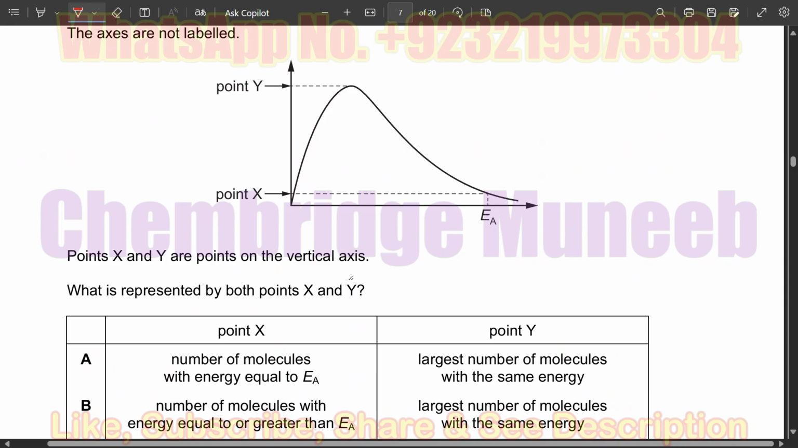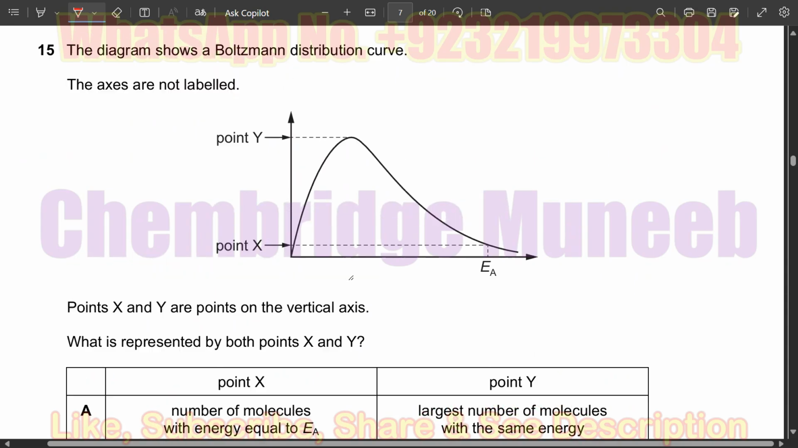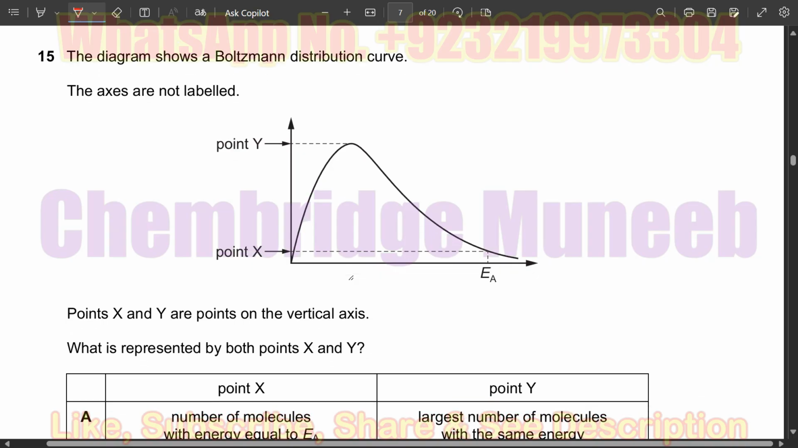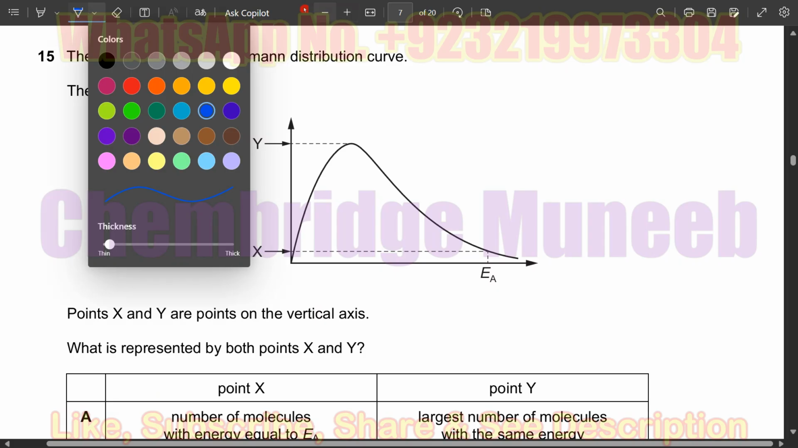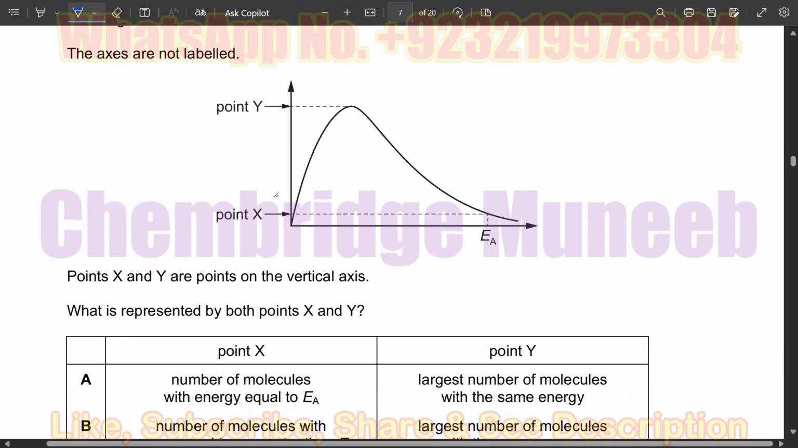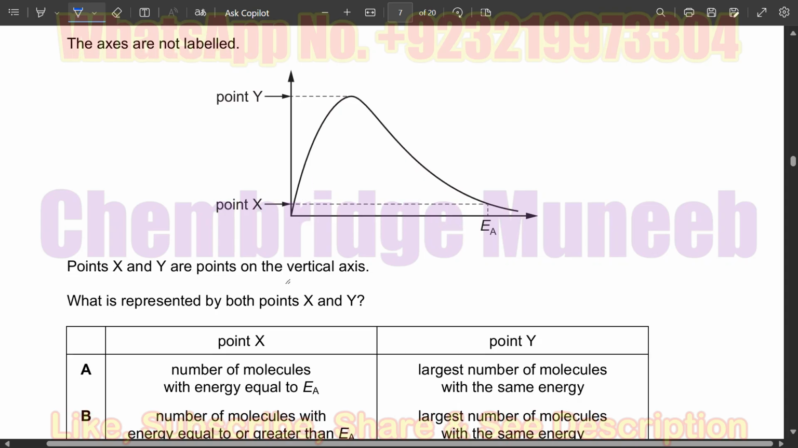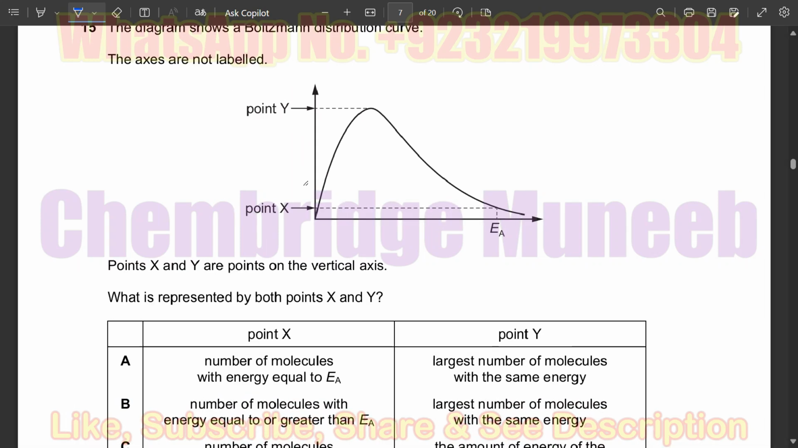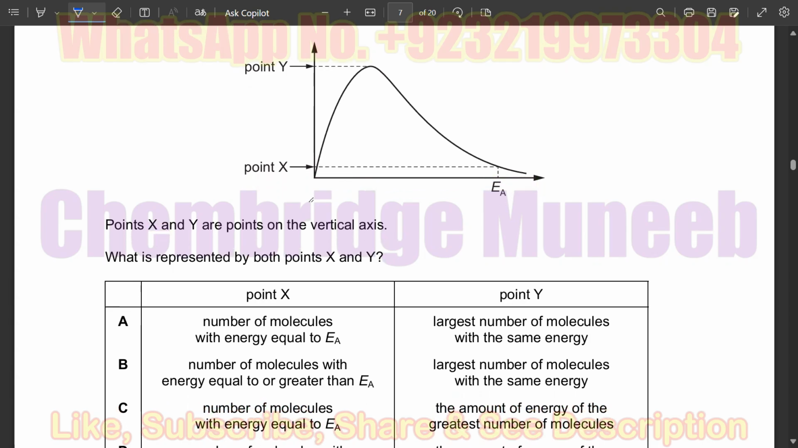Then question number 15. The diagram shows the Boltzmann distribution curve, and the curve shape is given. Points x and y are points on the vertical axis. We have to tell what x and y represent.